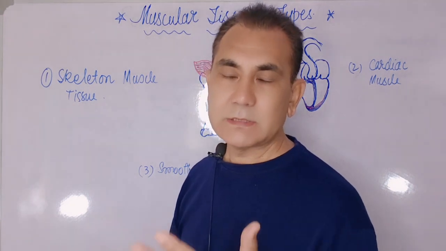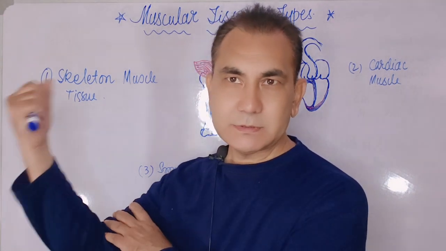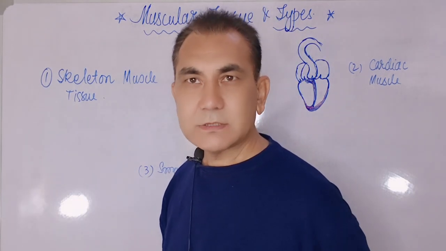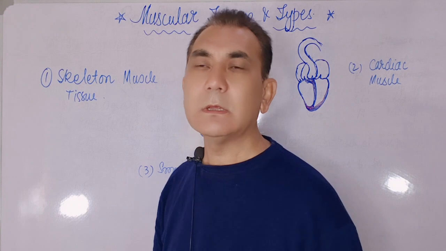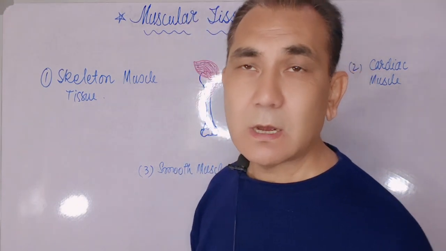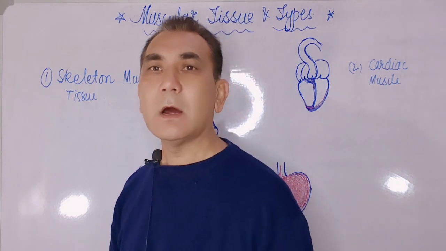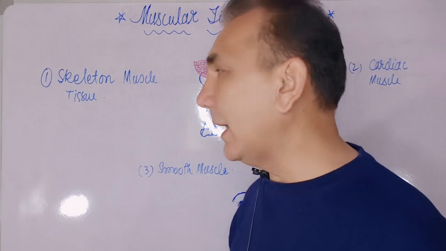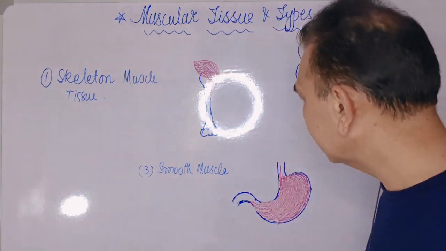The examples are the biceps, triceps, the hamstring at the back of the thigh, and the rectus femoris at the front of the thigh. The gastrocnemius is called the second heart of the human body, which is the muscle at the back of the leg.